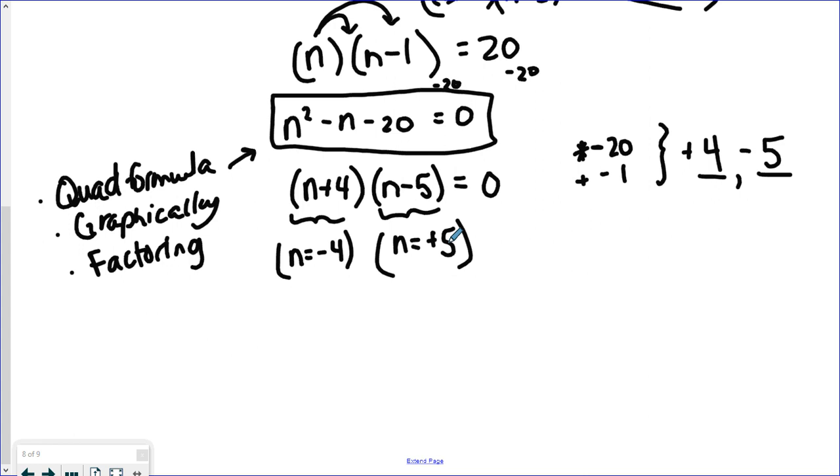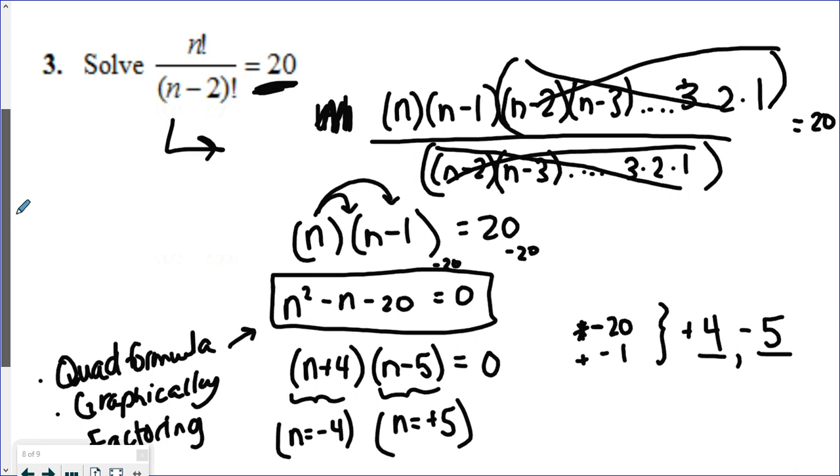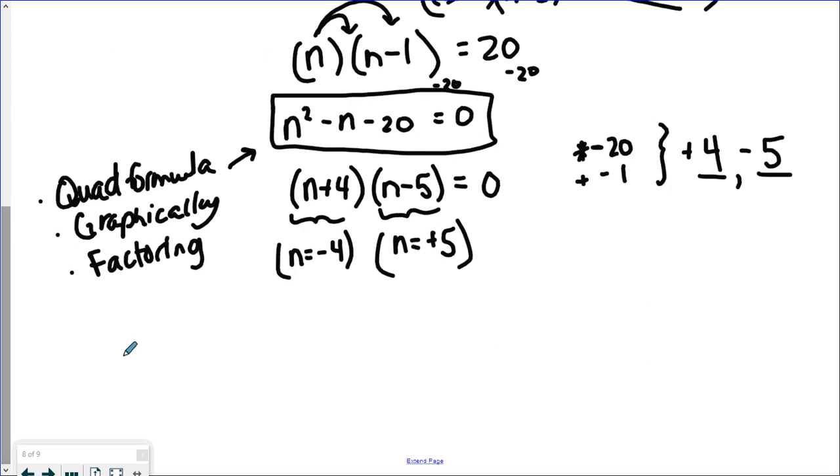So we have two different situations, but if we look back up at the top, I didn't on this question, but I've said n needs to be a natural number. It can't be negative. So this can't be negative. So our solution is n is equal to 5.